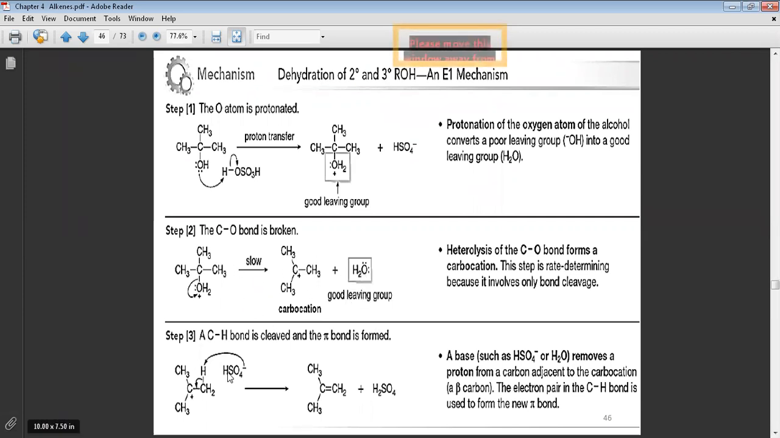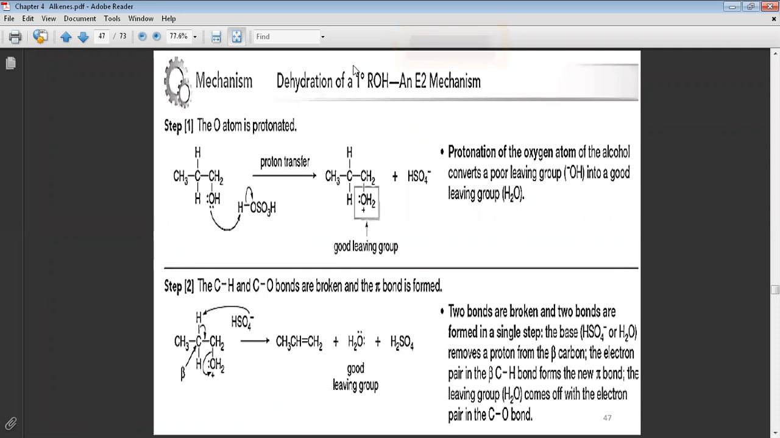Now you have the base here. The base comes from the acid. We have the negative part, this is the negative part. That means the base attacks the beta hydrogen and makes a new bond, giving you the elimination product, the alkene. But for the primary alcohol, it gives the E2 mechanism. Why? Because it cannot happen by the E1 mechanism, because of the stability of the carbocation.